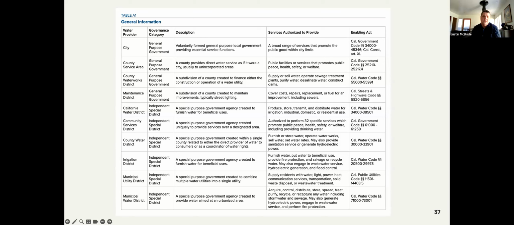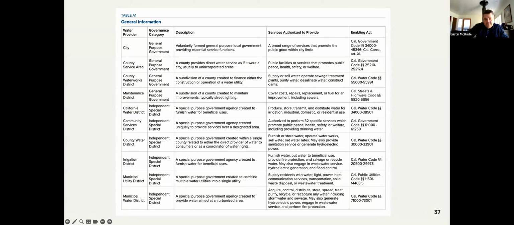There's 5 main tables in there. One is this one here, just general information. If you're unfamiliar with what the distinction is between a county service area and a county water district, for example, you can go here and get that answer very quickly and find the enabling act that'll let you get into the weeds if you desire to do that.